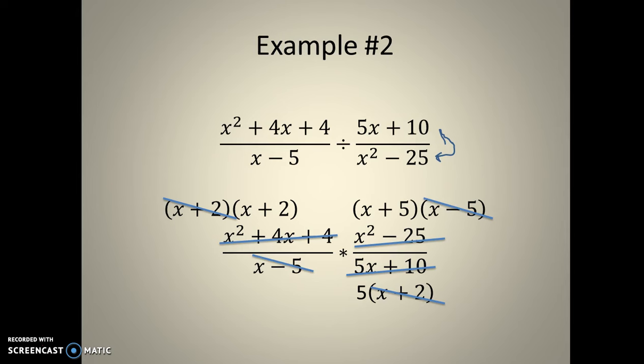Alright, so it looks like my final answer is going to be x plus 2 times x plus 5 on the numerator in the top. And on the bottom, the only thing it looks like I have left is just a constant of 5.